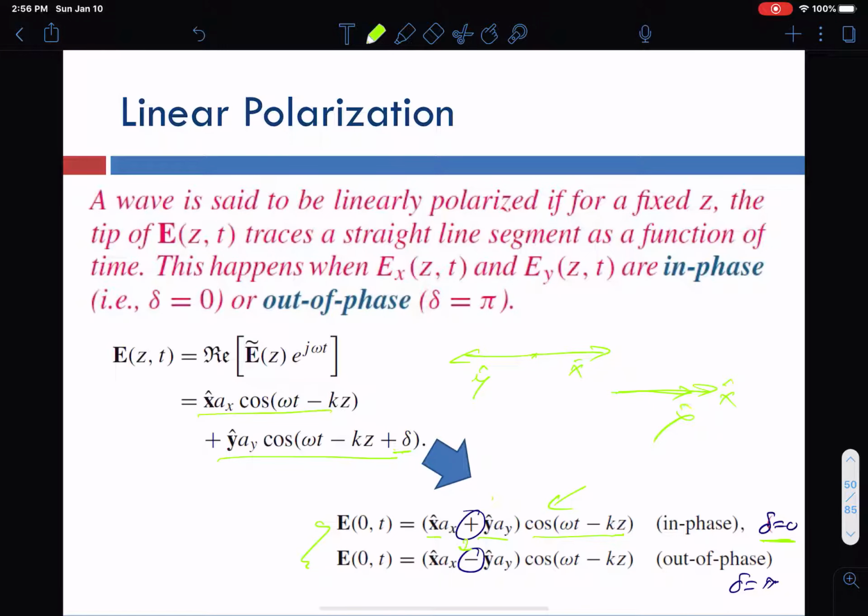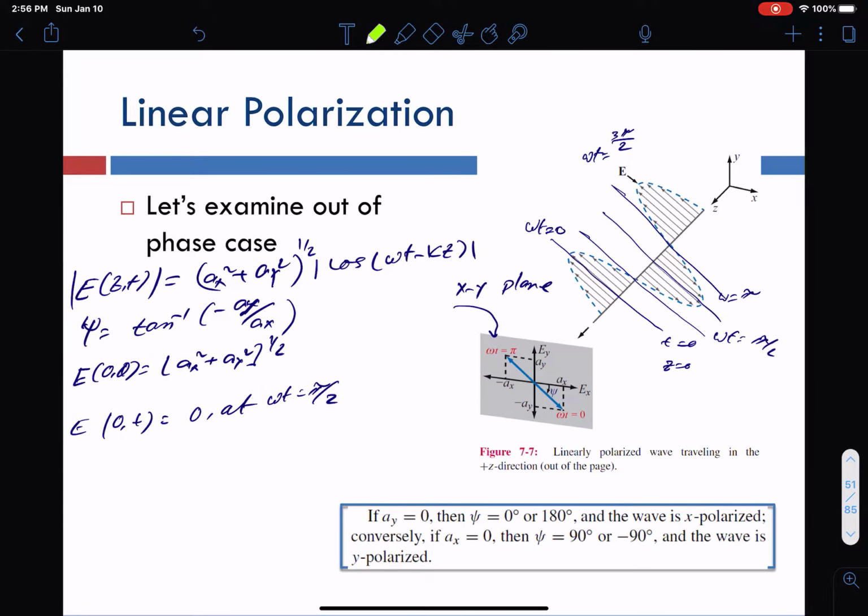So x component, y component could be in phase, delta equal to 0, and this is delta equal to pi. So there's a negative sign introduced over here because they're opposite to each other, right? Now, from there, let's see, can we understand polarization with this? So here, we have E(x, z, t) over here, right? And we're doing delta equal to 0 for now, so we have this over here, right?